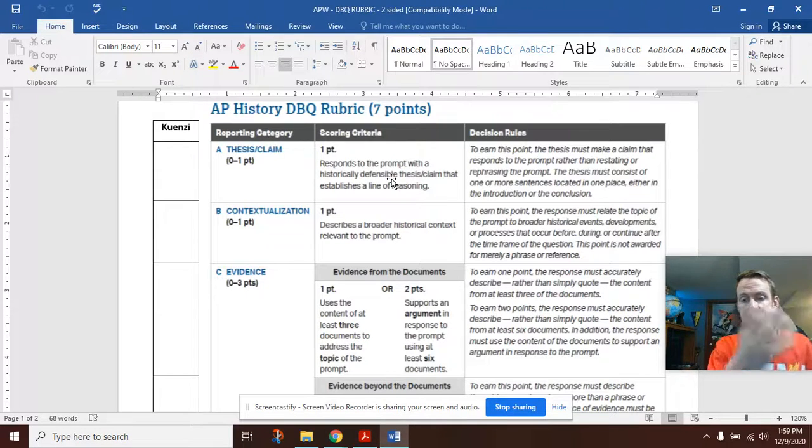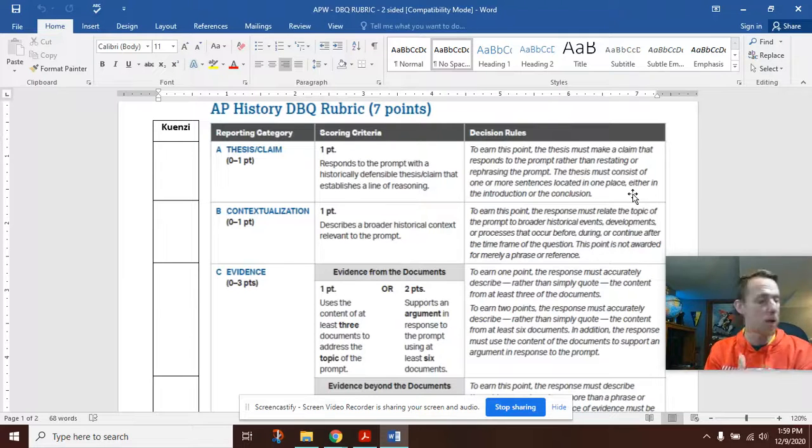Topic with defense, topic with defense. They give you some decisions over here about this too. It cannot just be a restatement of the prompt, and it should consist of one or more sentences, and I would argue it's almost always going to be a 2-sentence kind of thing. And you probably want it at the end of that intro so that you dive into your essay with your argument fresh. It's right there, ready to go.